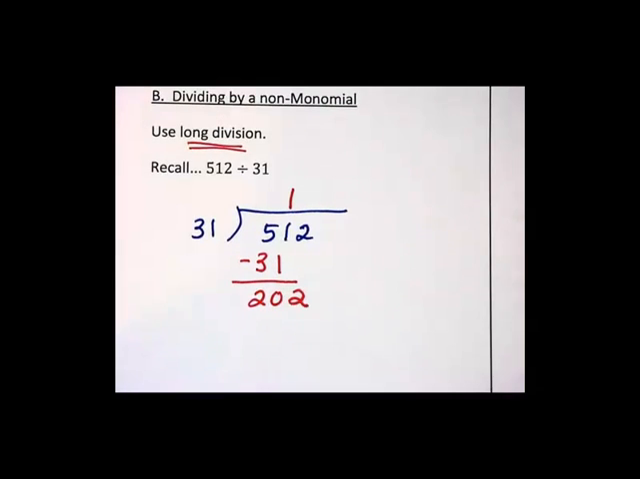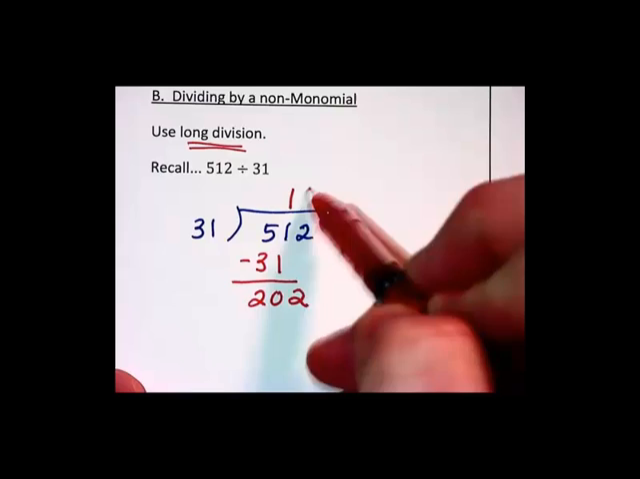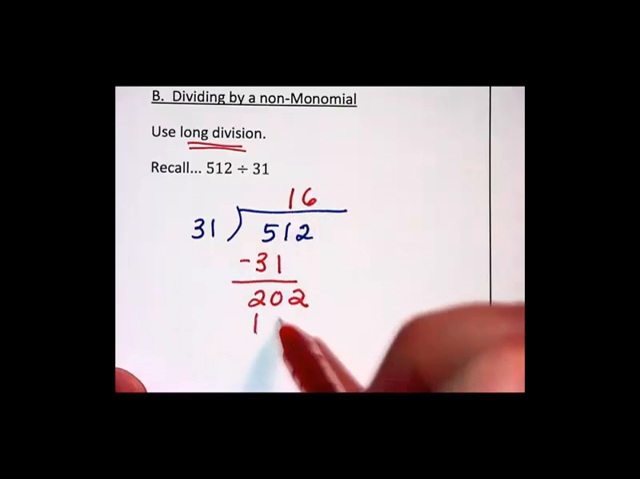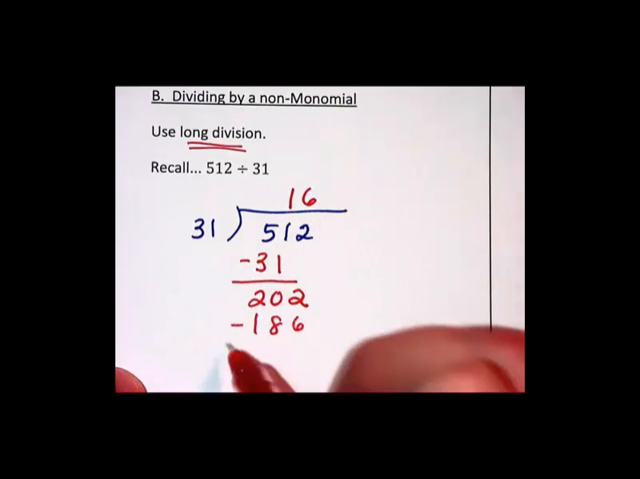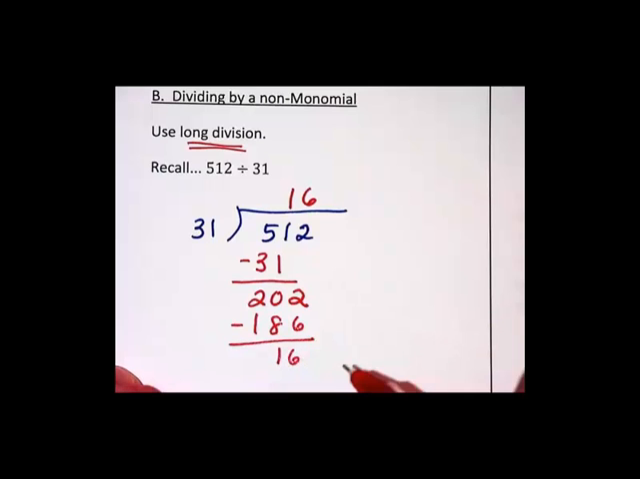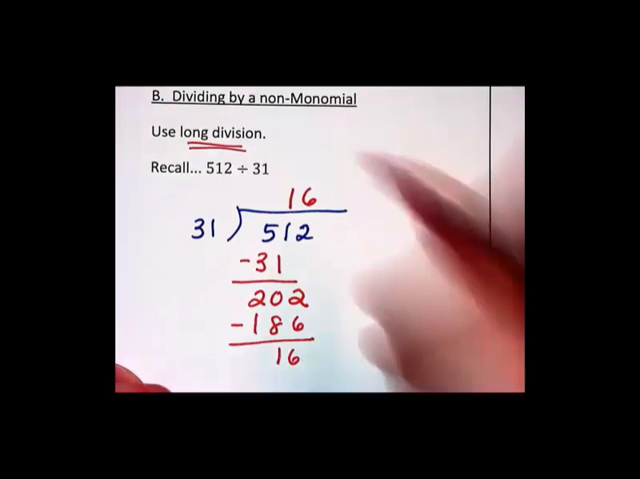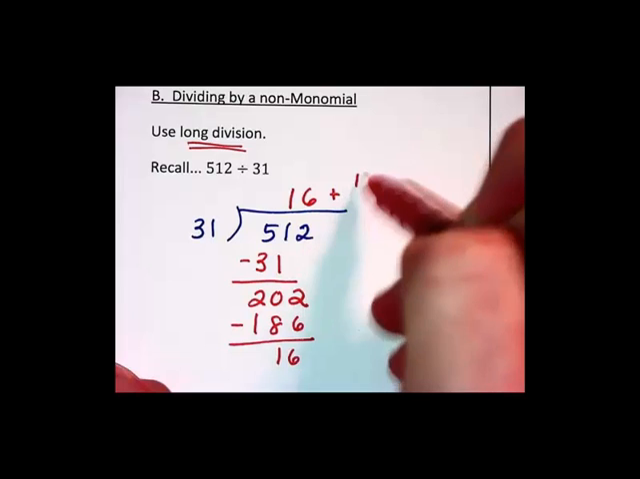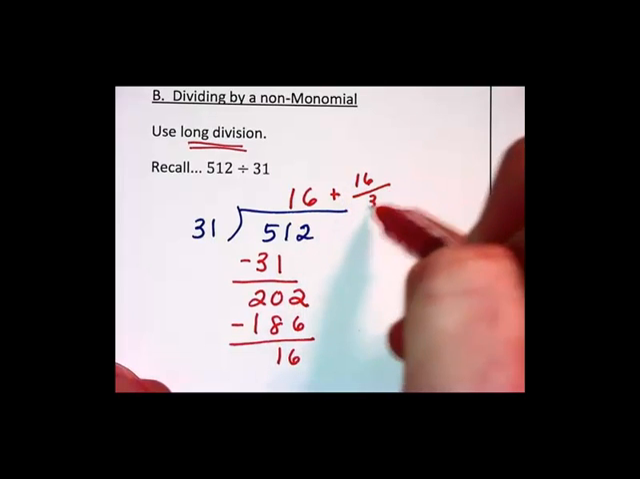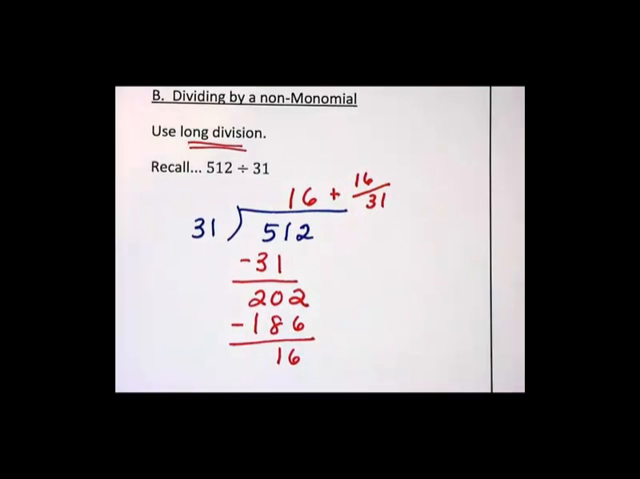We try and figure out how many times the 31 goes into the 202. We guess that our answer is 6. 6 times 31 is 186. Subtract and get 16, which is our remainder. And I'm going to write that as plus 16 over the 31 we divided by.